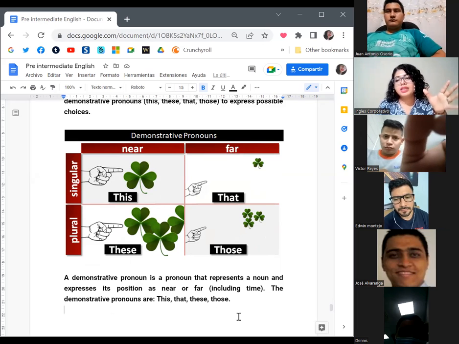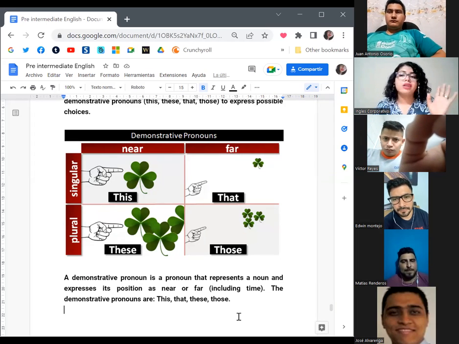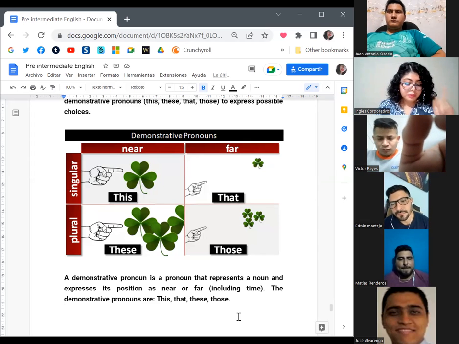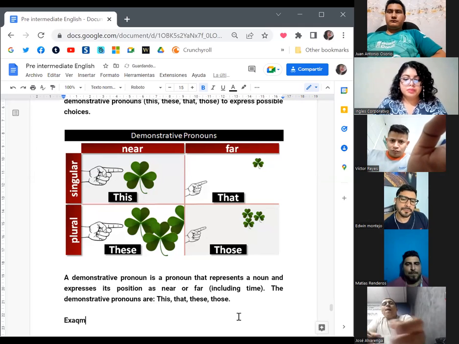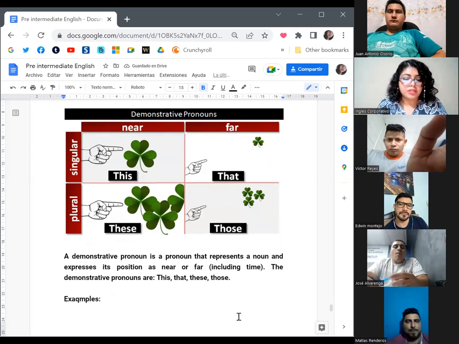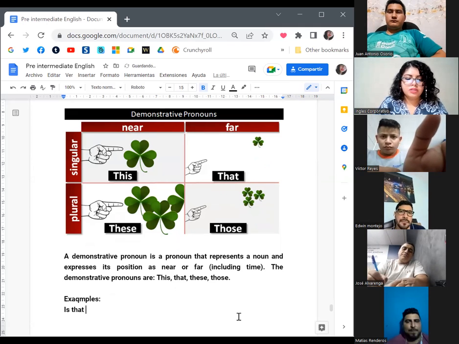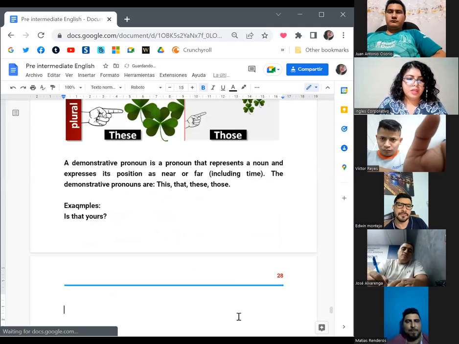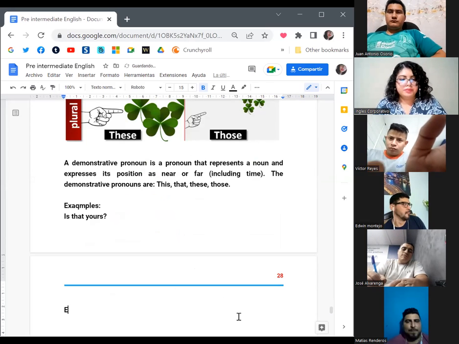talk about things that are near or far, and also that are singular or plural. And we have two examples. And we have the first one. Is that yours? Yours. And then we have, eat this tonight.